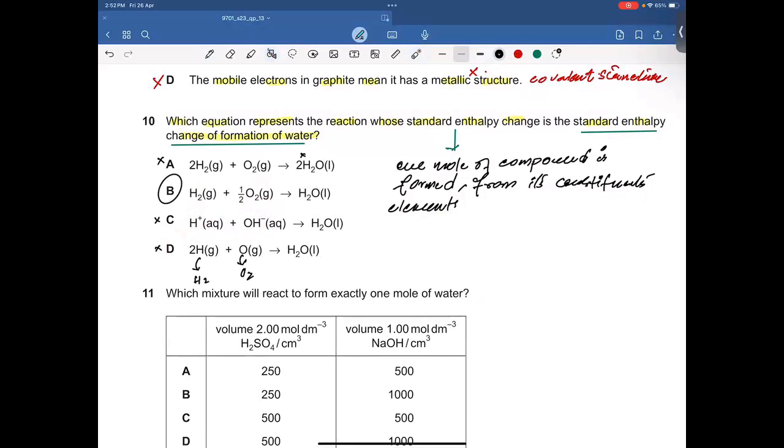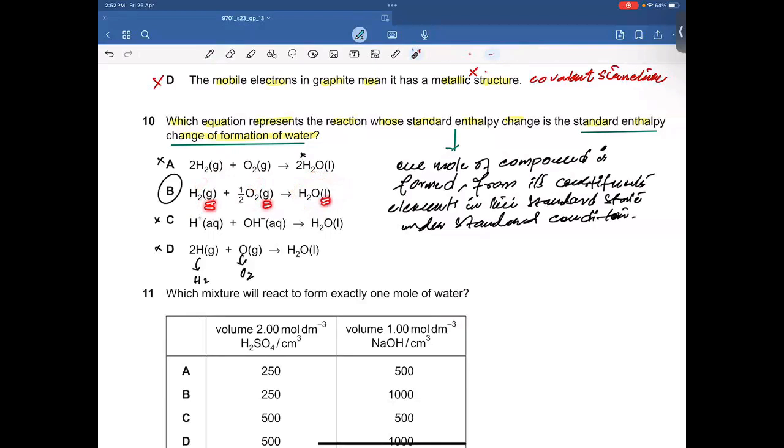From its constituent elements in their standard states, under standard condition. Okay, so look, this is 1 mole of compound is formed from its constituent elements because both of them exist in diatomic state under standard condition. Under standard condition, hydrogen is gas. Under standard condition, oxygen is gas. Under standard condition, water is liquid.